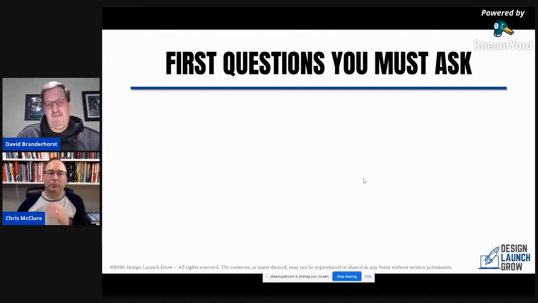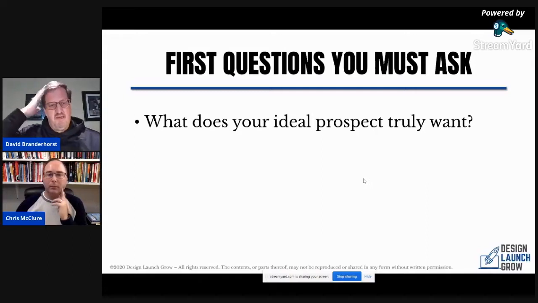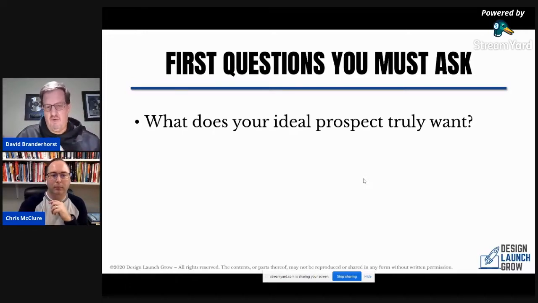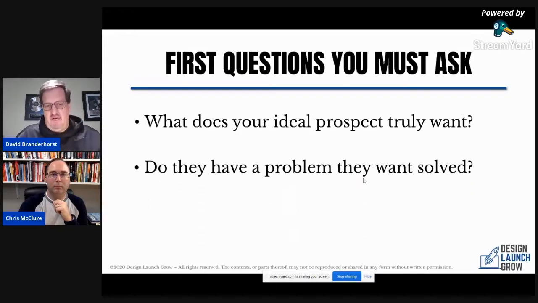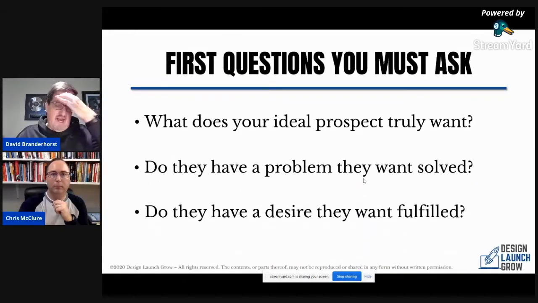Some of the first questions you need to ask throughout this process: you need to understand, what is your ideal prospect? And when I say ideal prospect, think about who is that perfect person, who's the perfect buyer for what it is that you do. Who is that? What does that person look like? Who are they? And what does that person truly want? Is there a problem that they want solved? Is there a desire they want fulfilled?